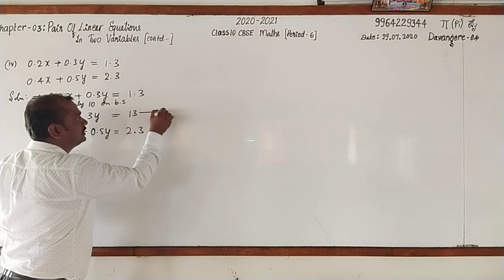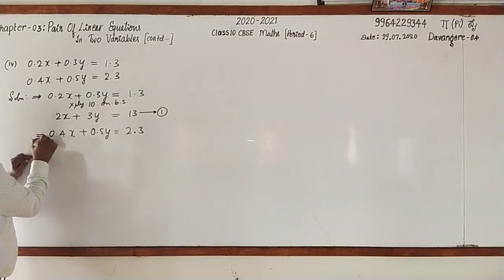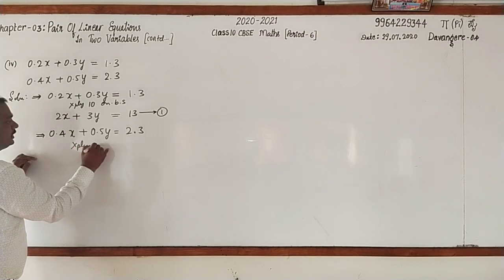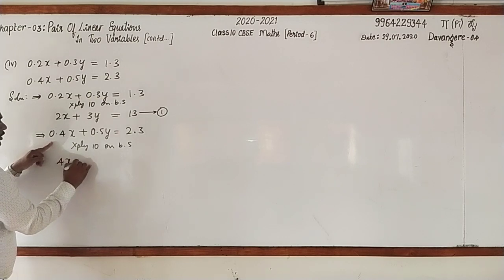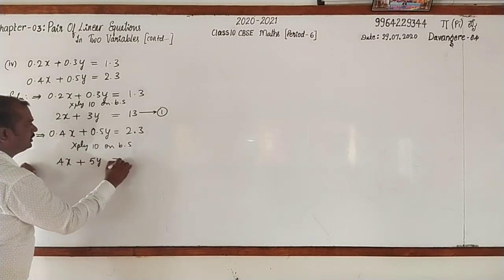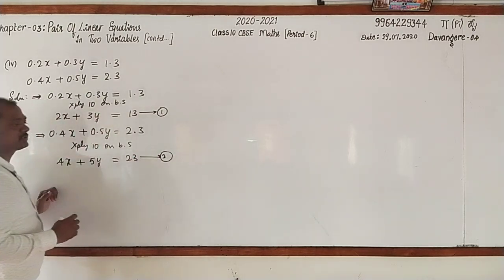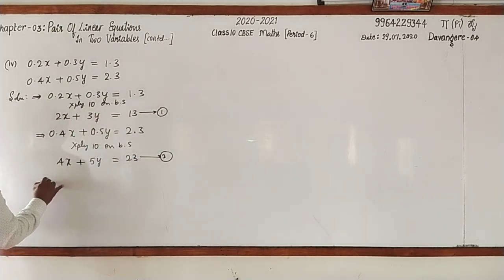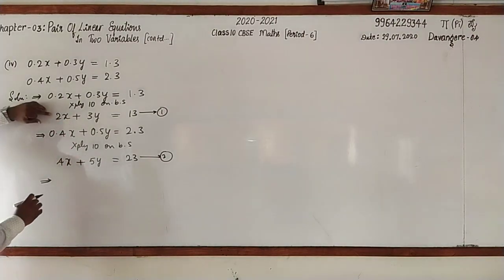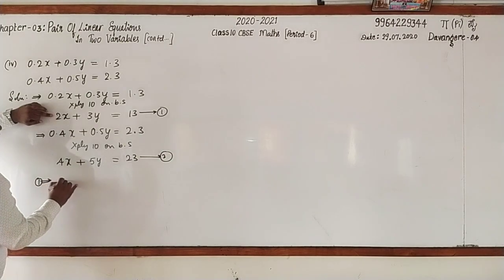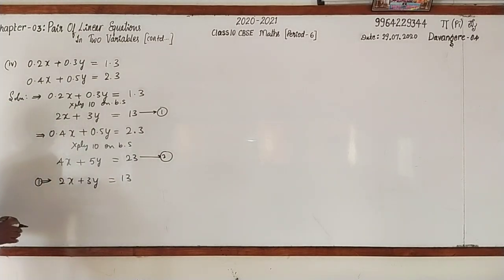Now you may call it as equation 1. Next, here also multiply 10 on both the sides. It will be 4x and this is 5y is equal to 23. Call it as equation 2. In the next step, we have to choose any one of these two equations. I'll choose first one. 2x plus 3y is equal to 13.